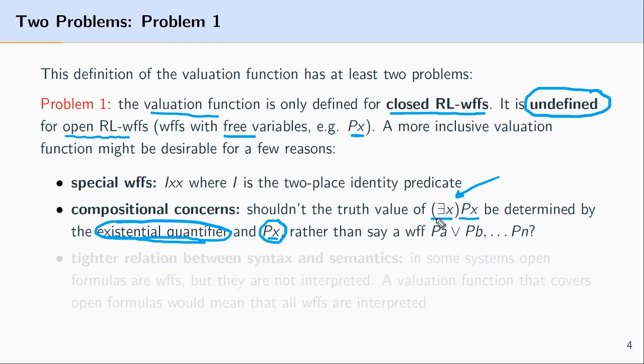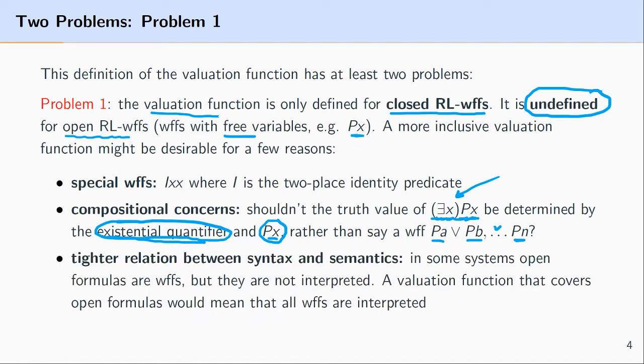Rather than saying a formula like this is true provided we do some operation on it, or it's true provided this disjunction of PA or PB, all the way to P of some name, is true. That is, one name is true. So that's at least a desire. It's not necessarily a problem, but it's something we would maybe like from our logical system.